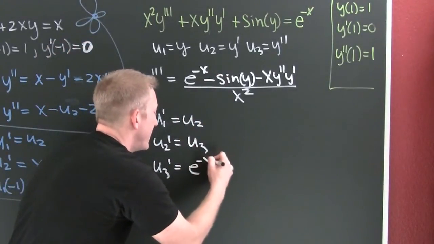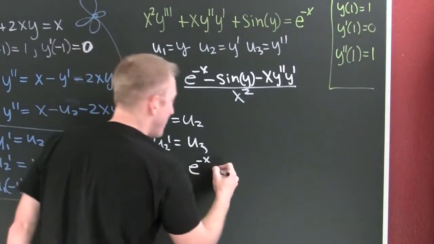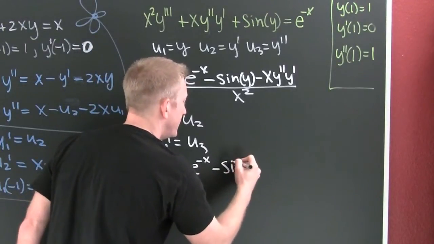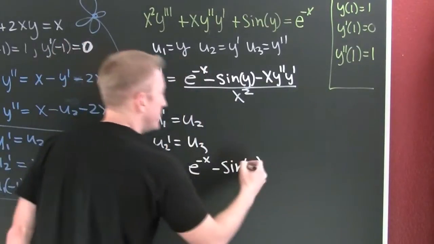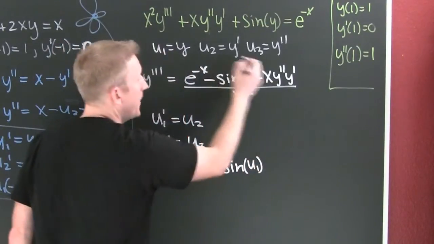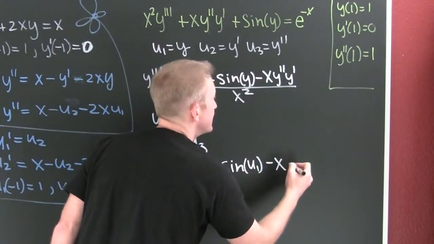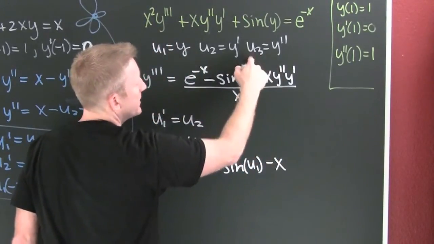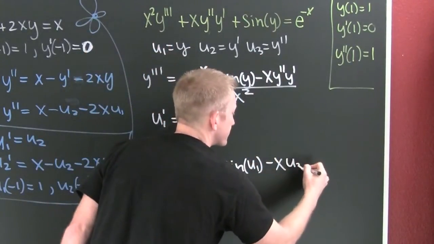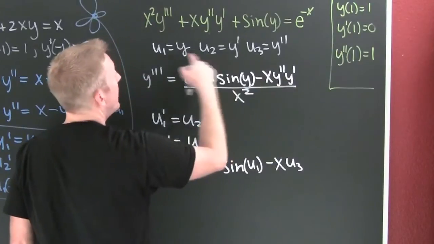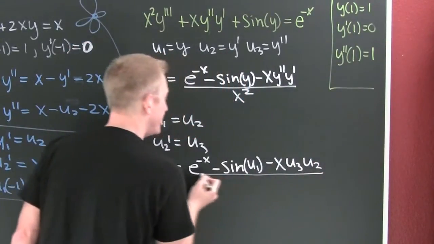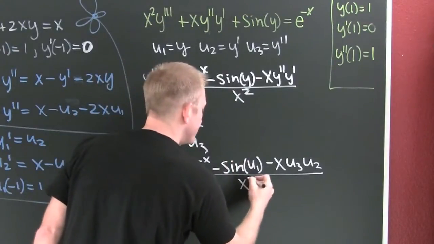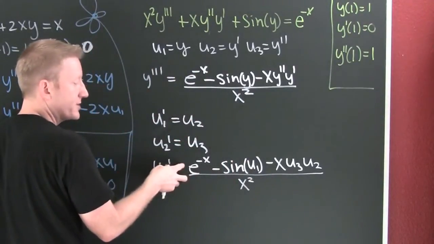This is going to be e to the minus x minus the sine of, wait a minute, what was y? Y is u1. Minus x times, what was y prime prime? That was u3, times y prime, which was u2, all over that x squared. You can equivalently write 1 over x squared out front.